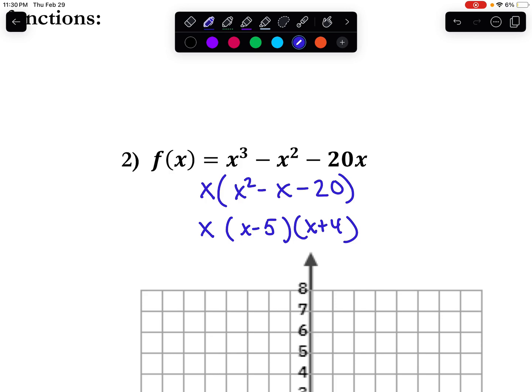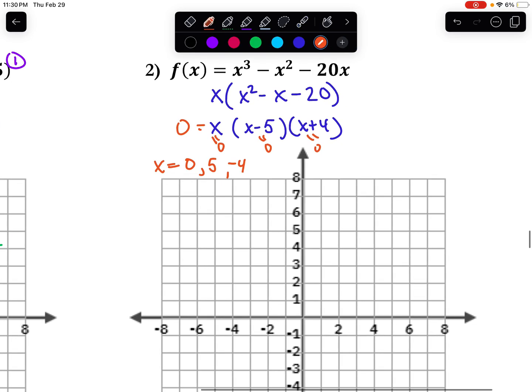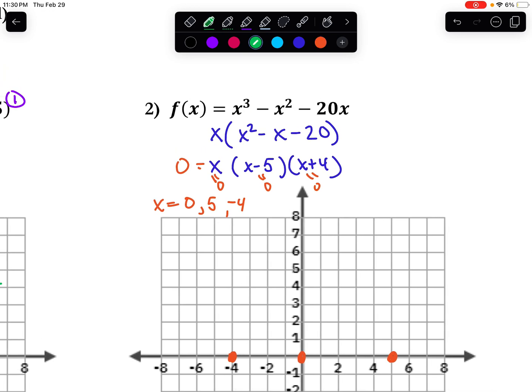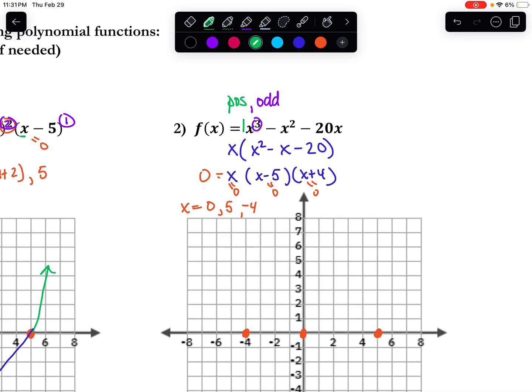Once it's factored, then we can use the zero product property, set each of the factors with x equal to 0. We can get our zeros are 0, 5, and -4. There are no powers to any of these factors, so no multiplicities, and we can just put zeros at -4, 0, and 5. So we know where our polynomial is going to cross the x-axis. Then we can go back up and say our leading coefficient is positive and our exponent is odd. So that means our right arrow is going to go up. Our left arrow is going to go in the opposite direction.